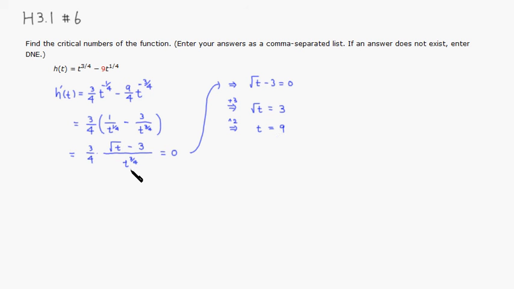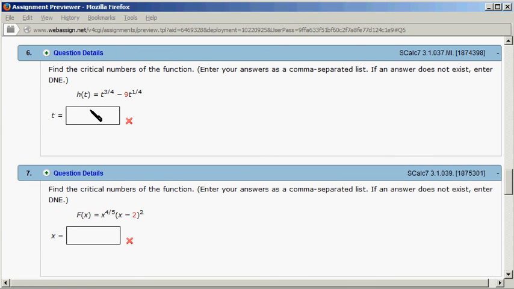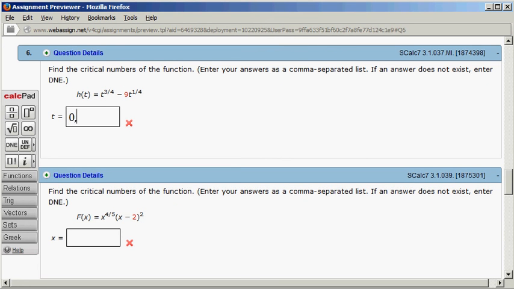Also, we can see that when t equals 0, the derivative is undefined. Since h prime of 0 is undefined, that tells you that t equals 0 is another critical number. So this is also a critical number, and 9 is a critical number. Let's type it in. The critical numbers we found were 0 and 9.